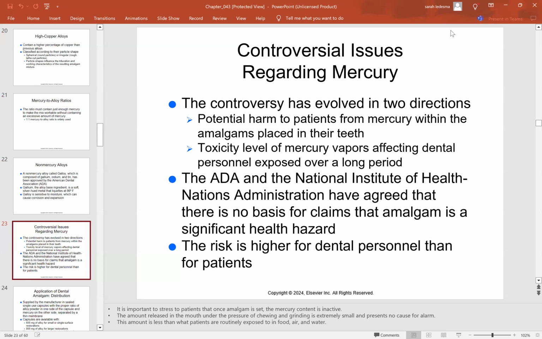There has been some controversy over mercury in the alloy, being that it's said to potentially harm the patients from mercury within the amalgams placed in their teeth, and toxic level mercury vapors affecting dental personnel exposed over a long period. The ADA and National Institutes of Health have agreed that there is no basis for claims that amalgam is a significant health hazard. The risk is higher for dental personnel than the patients.